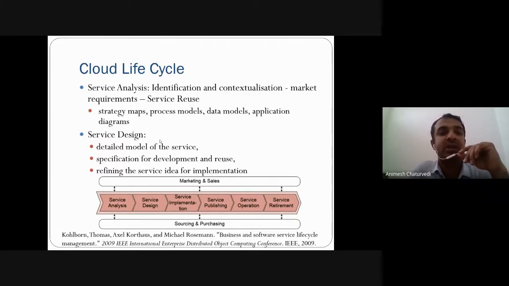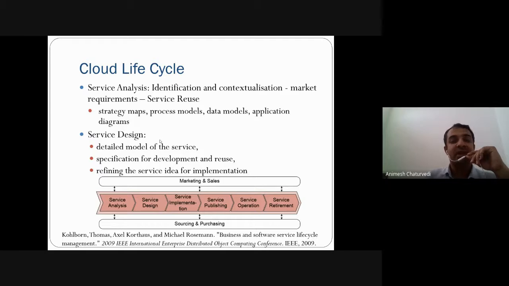and they said that service analysis is the first part of cloud lifecycle. So what they said is identification and contextualization of market requirement, service, how the service reuse could be done. So the strategic mapping, that what should be the process, how we proceed in future, data should be there, how the data storage should be there, application diagram, all these things are being written in service analysis.